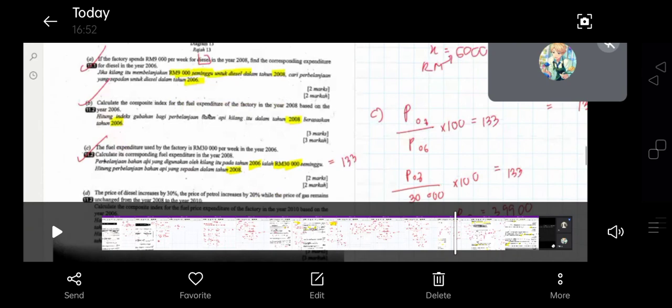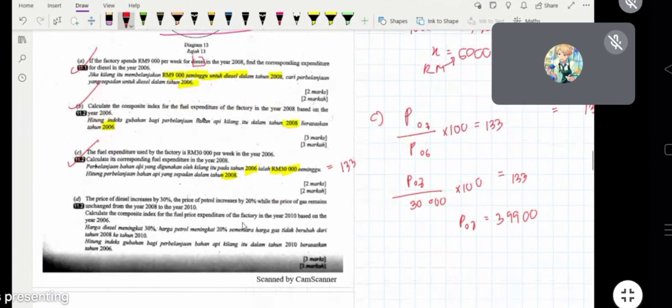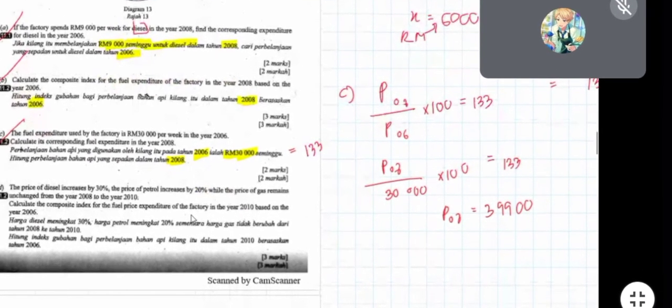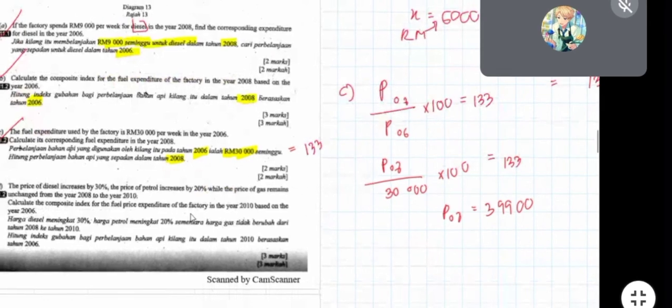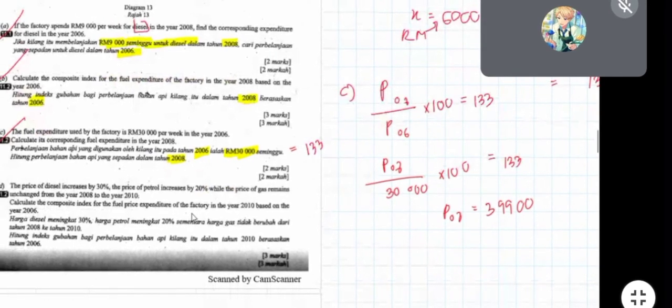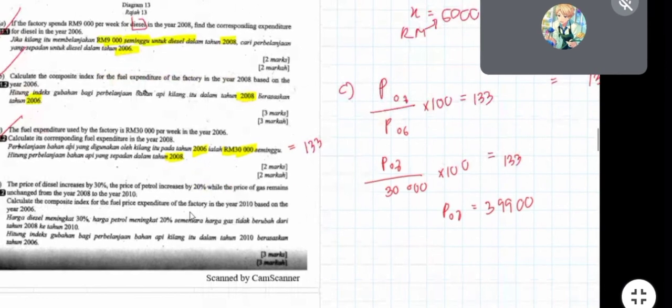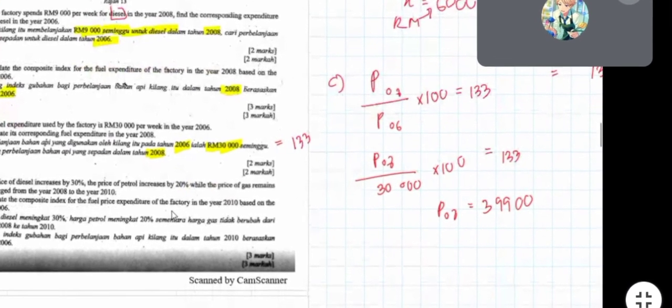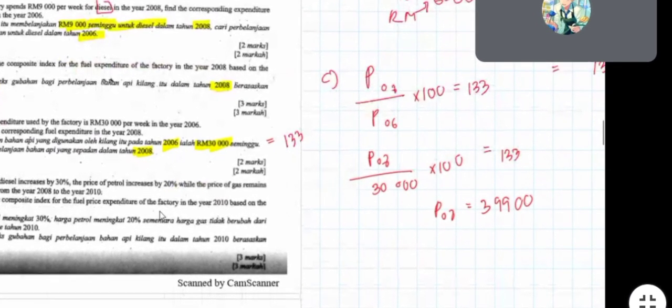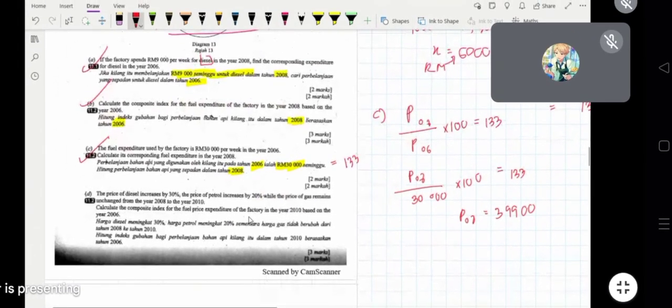Okay, here. So P08 over P06 multiplied by 100 equals 133. We don't know what P08 is; we want to find P08. So P08 we divide by 30,000, since the question states there, multiplied by 100 equals 133, which equals 399,000. That's all for C.